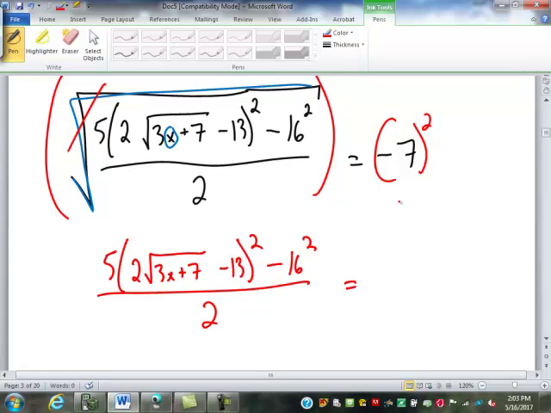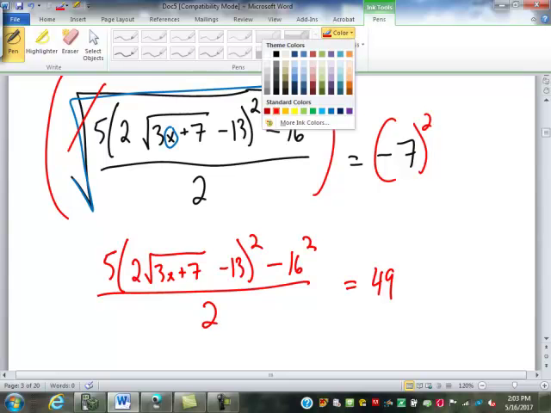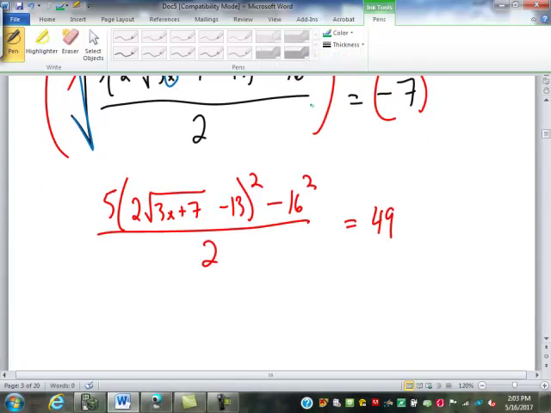Over here, -7 squared is a positive 49. If you entered it in your calculator wrong, it'll try to tell you -49. Remember, -7 squared is -7 times -7. A negative times a negative is a positive. Next thing we have to do is multiply by 2 to get rid of that 2. So this equals 98 over here.